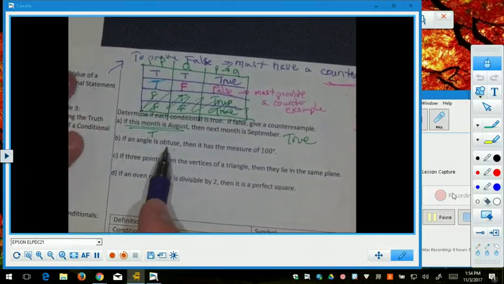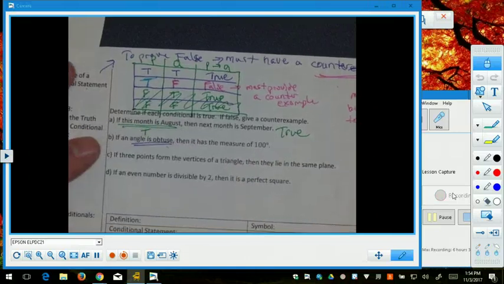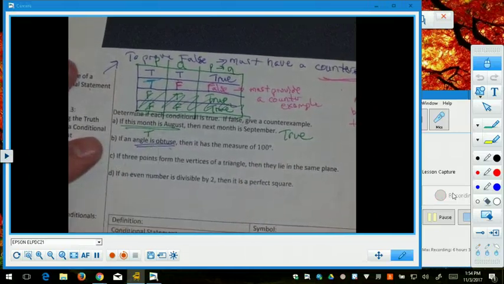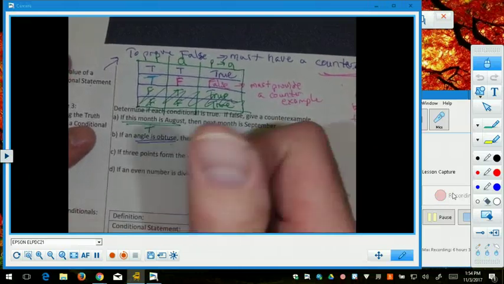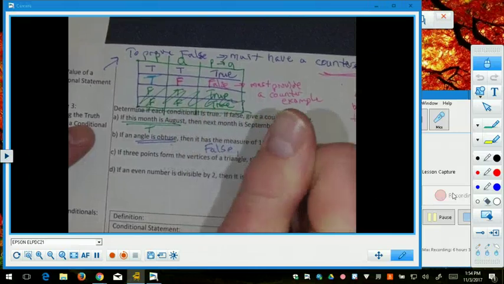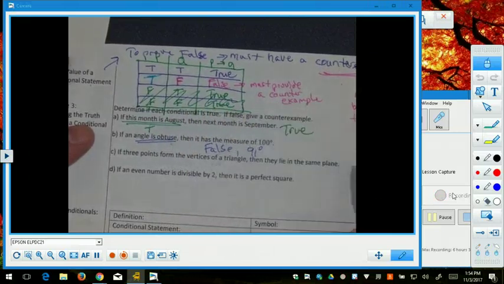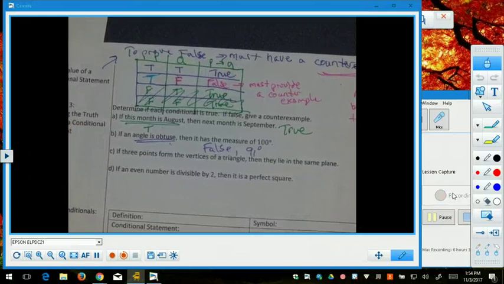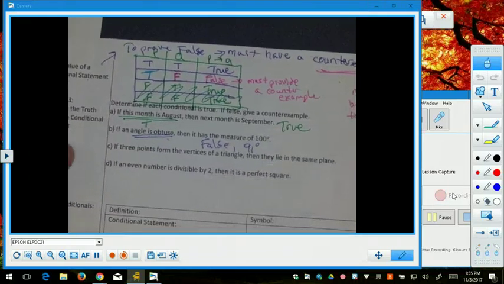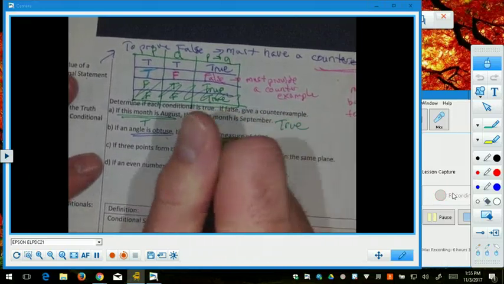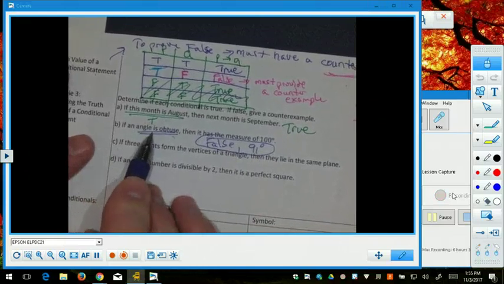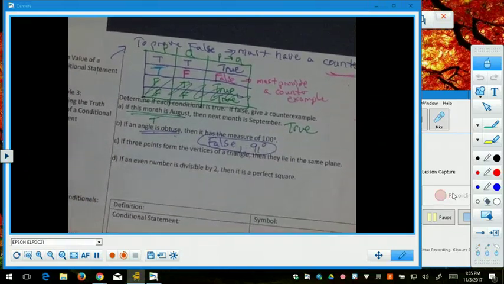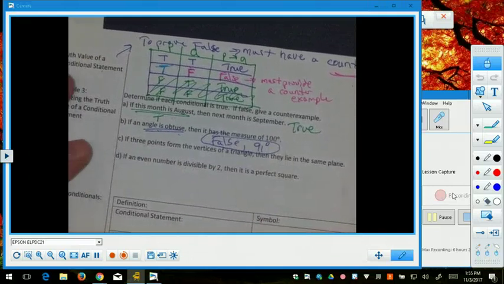If an angle is obtuse, so we're assuming we have an obtuse angle, all angles that we look at must meet this condition, then it has the measure of 100 degrees. Well, that's false, because you could have an angle of 91 degrees, or 101, or 170. Anything greater than 90 but less than or equal to 180. I don't need to give the definition of it, I just need to give one counterexample. And that's a good counterexample. It meets the definition of an obtuse angle, but it is not meeting the conclusion.